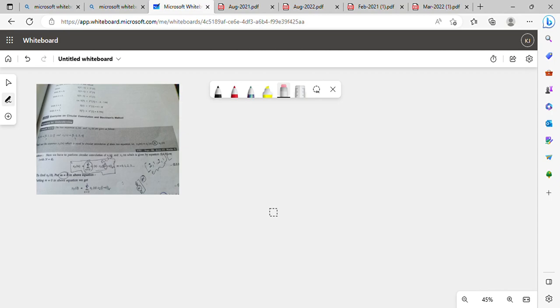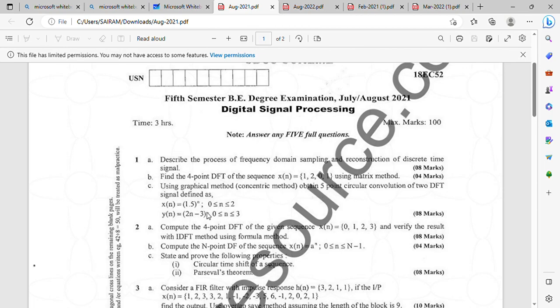You might get a question like this. What is this question? This question is telling you that 0 is lesser than or equal to n lesser than or equal to 2. What does that mean? That means you are going to just apply the values of n and then get the resultant. In cos pi by 2, what did we do? That question we did, the cos question.